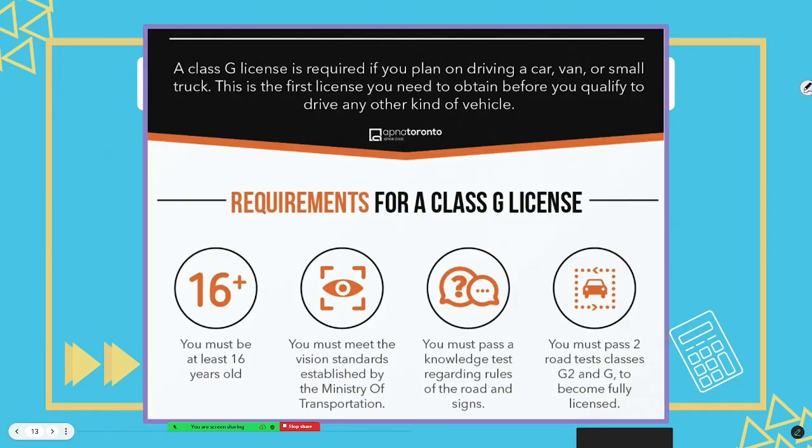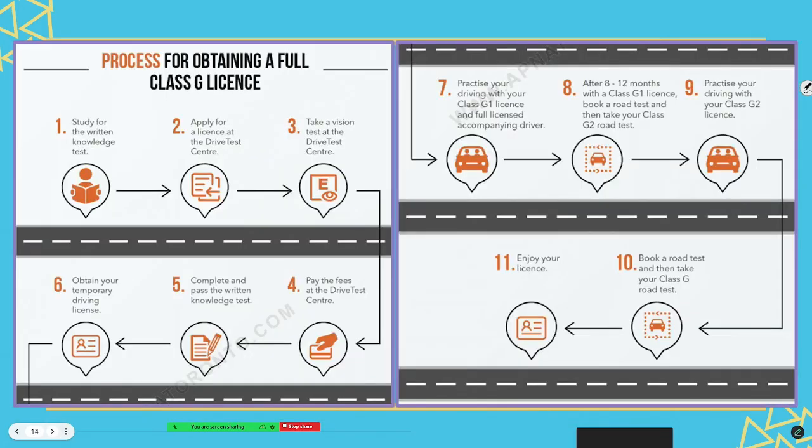You must pass a knowledge test, which reviews the rules of the road and the signs you'll come across. You have to know what those are. Lastly, you must pass 2 road tests, classes G2 and G, to become fully licensed. So we have the initial stages G1, G2, and now you have this G as well.